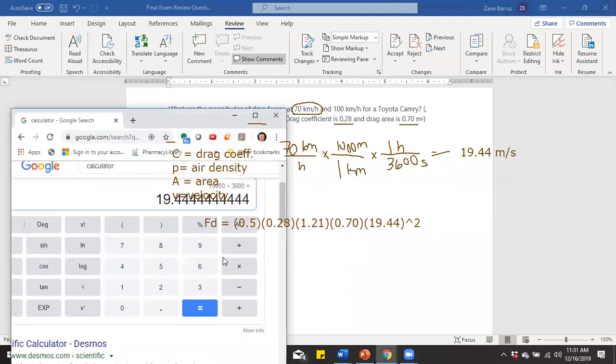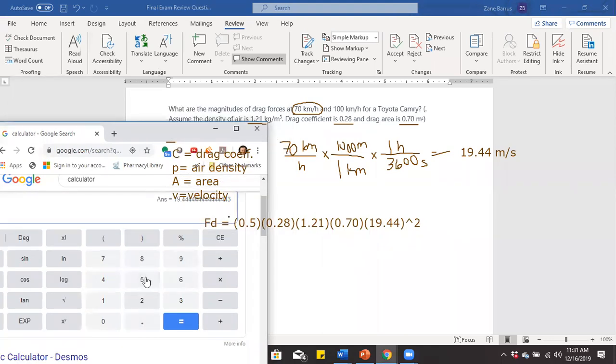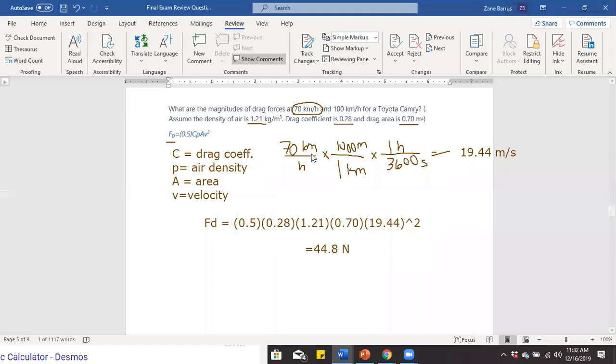Okay, so in the calculator, let's clear this out. I'm going to type in 0.5 times 0.28 times 1.21 times 0.70 times 19.44 squared. And I get a drag force equal to 44.8 newtons. That's how you do the problem. Not too bad. Just plug everything in and let the calculator do the work for you. So that's your answer right there.